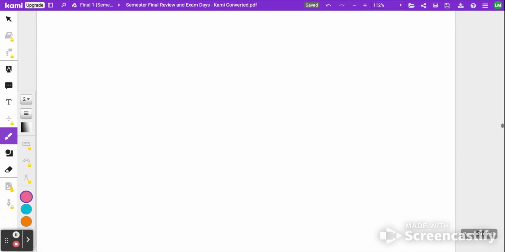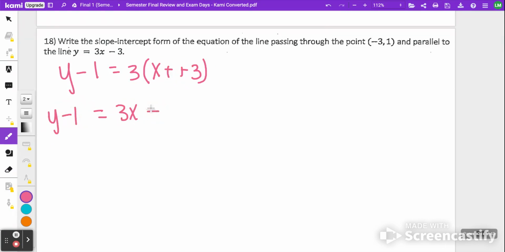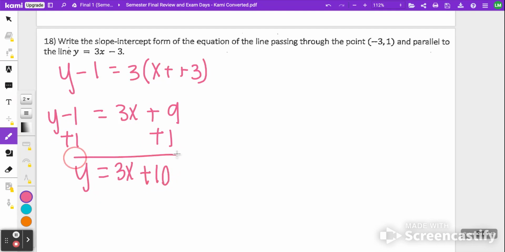And then last one to finish up, day 1. Write the slope-intercept form of the equation that passes through the point (-3, 1) and is parallel to the line. We're going to use point-slope form. y minus y1, which would be y minus 1, is equal to parallel slope means same slope, so 3 times parentheses x minus -3, which ends up being x plus 3. Simplify, y minus 1 is equal to 3x plus 9. Add 1 to both sides. y is equal to 3x plus 10.